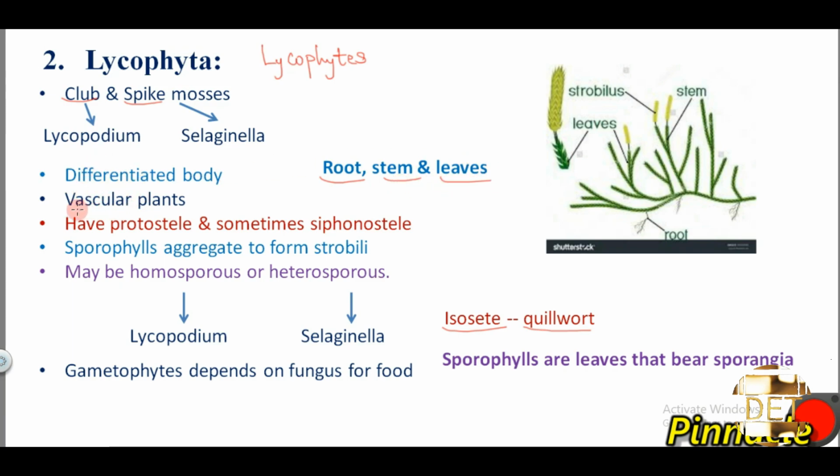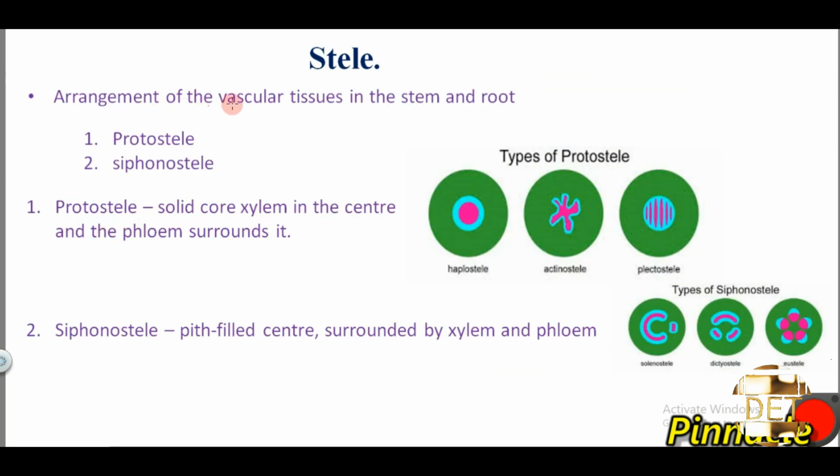Secondly, they are vascular plants. That means they have vascular tissues, which are the xylem and the phloem. Then also, very importantly, they have protostele and sometimes siphonostele. A stele is simply the arrangement of the vascular tissue in the stem and root of a plant.